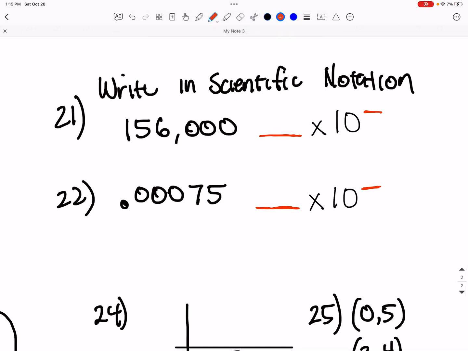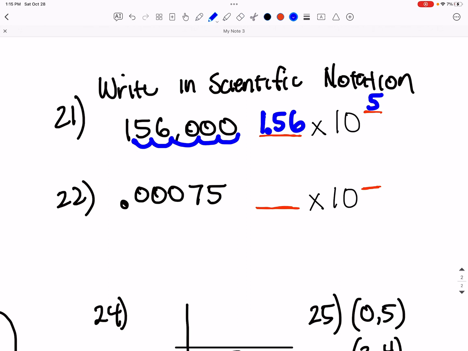All right, 21. You have to write with a number between 1 and 10. So what you do is you take the numbers, you get rid of the zeros, and you put a decimal after the first number. So we start with 1.56. But if it was 1.56, we would have to move this over 1, 2, 3, 4, 5 times. Every time you multiply by 10, it moves it over. So we need to multiply by 10 5 times, because 10 to the 5th power is 10 times 10 times 10 times 10 times 10.